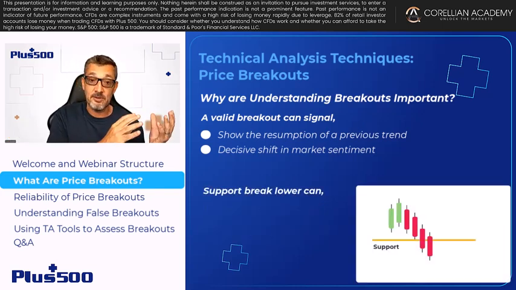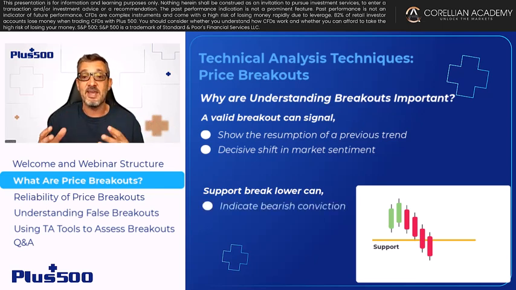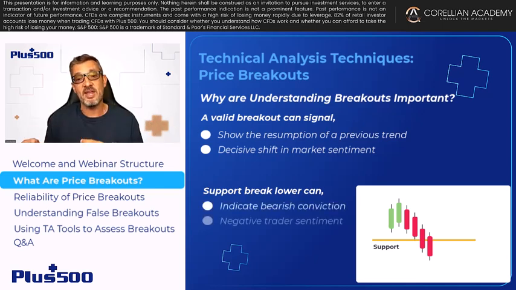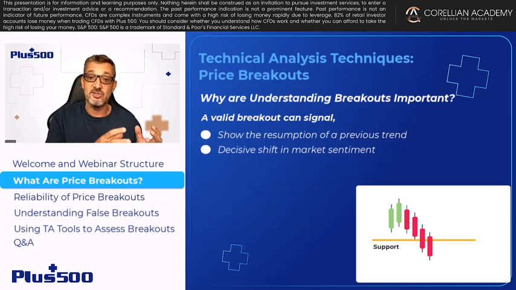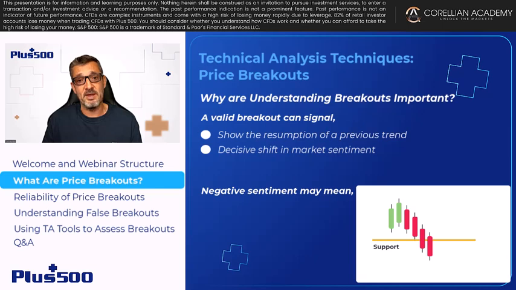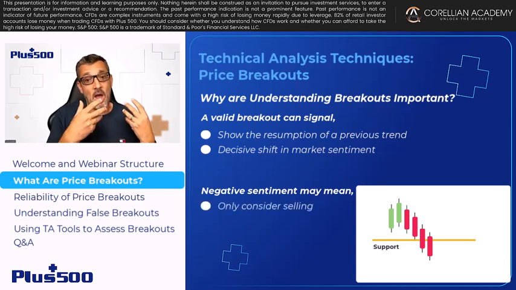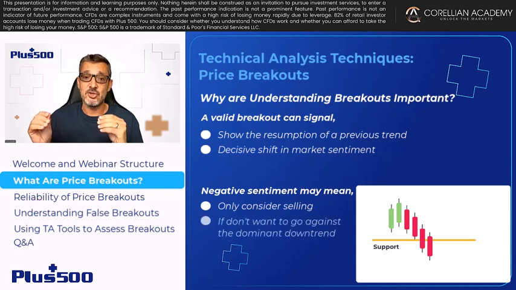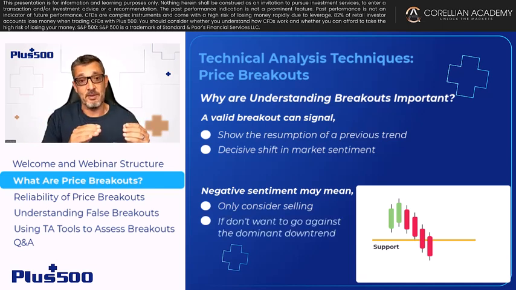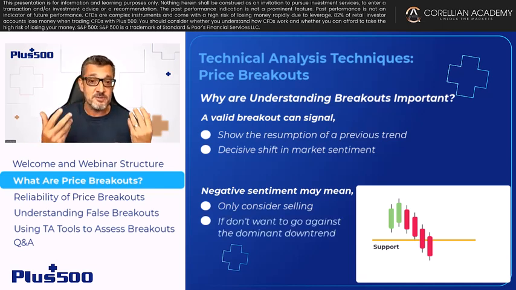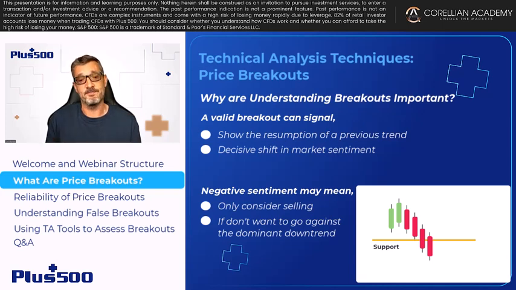On the other hand, a support break lower can indicate bearish conviction or negative trader sentiment within the market and risks for a continuation of that price weakness. Negative sentiment may mean as traders, we only want to consider selling or going short of that CFD to ensure we are not going against a downtrend in price activity. And spotting this all happening in real time can provide you with a trading edge.